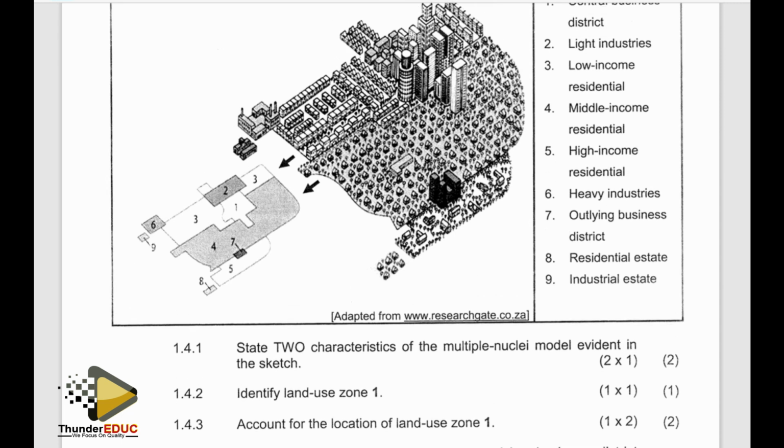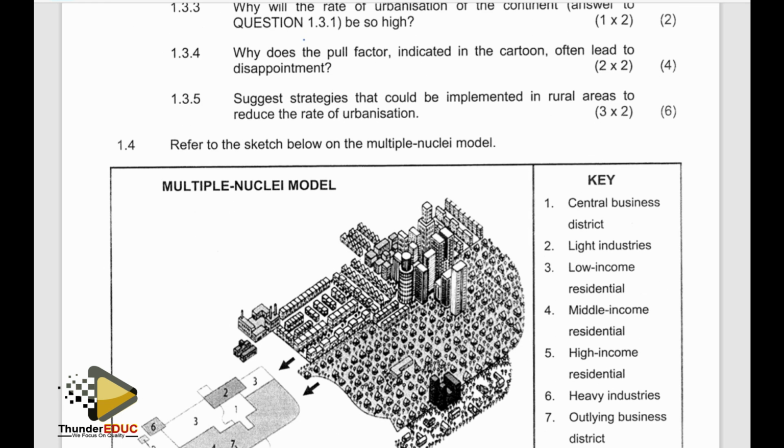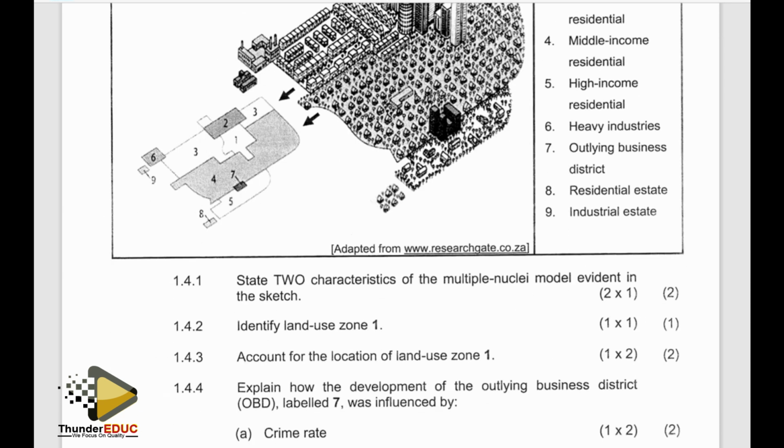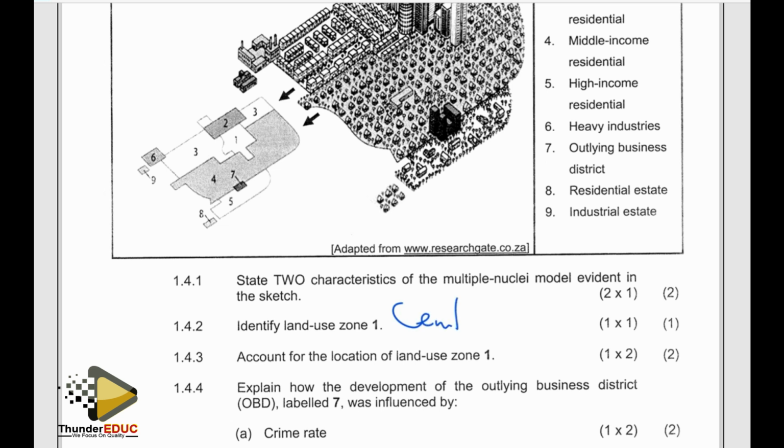Identify land use zone 1. Land use zone 1 is here. It's indicated that is the central business district, or basically the CBD, that is zone number 1. Central business district. That is zone number 1. Then account for the location of zone 1.